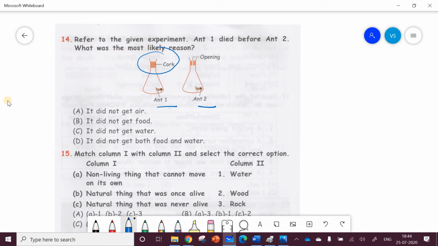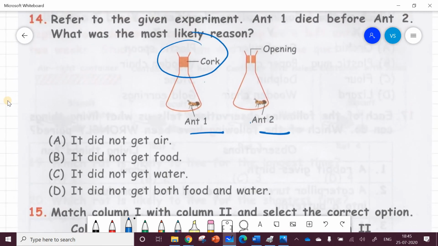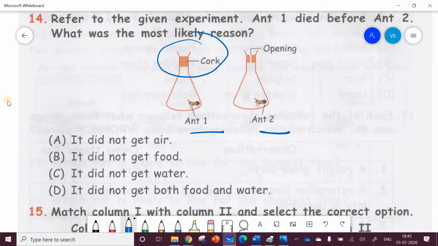You are right. Can you read the options? It did not get air. It did not get food. It did not get water. It did not get both food and water. Whatever you have told, that answer was correct about air. So what do you think is the right option here? Option A, option B, option C, or option D? I think air. So which option do you think is the right option? Air. That is option A.